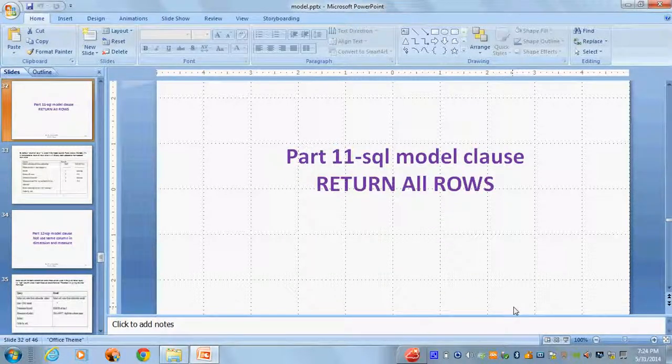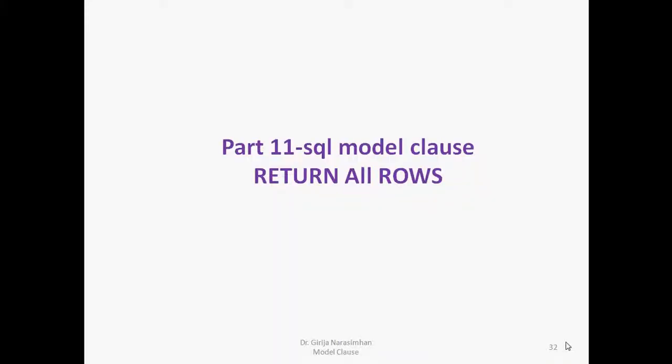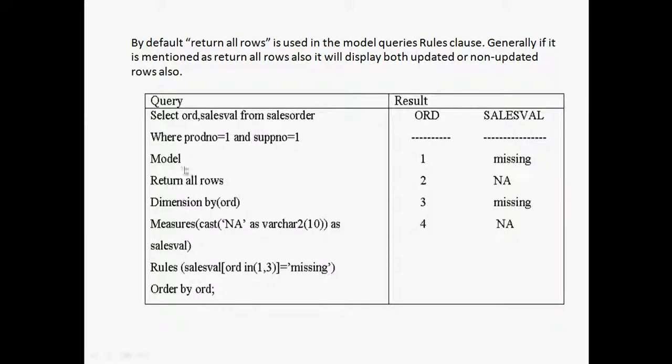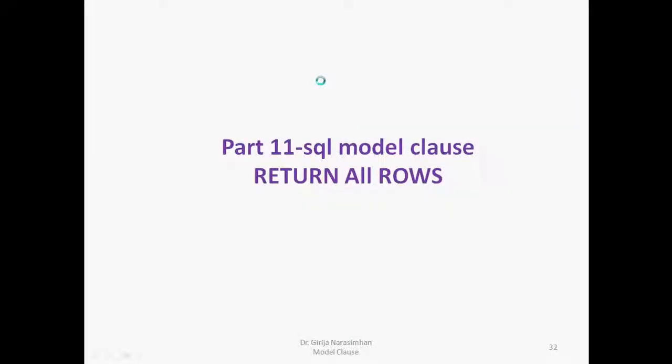Part 11, SQL model class: return all rows. What is return all rows? For example, here in the model class, I use return all rows. Return all rows means as per the condition given, product number 1, supplier number 1, the 4 rows we can see are displayed. By default, it returns all rows only.